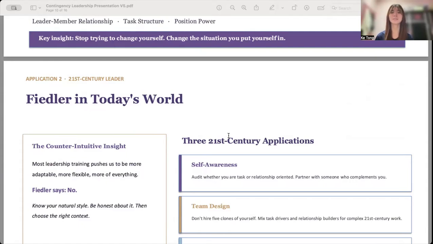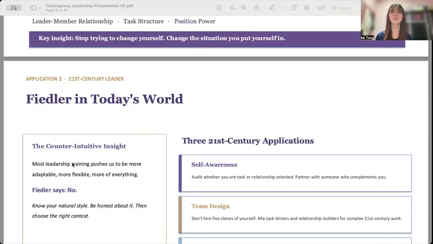Third, in leadership succession, the Fiedler model is profoundly relevant to how we promote and place people. So the best person for one role is not automatically the best for another. Match the leader to the situation, not the other way around.